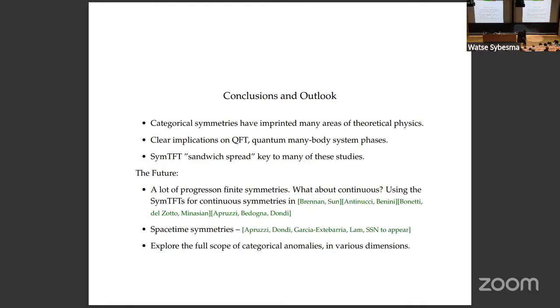Okay, so I hope it's clear that these symmetries are a very rich structure. There are lots of applications. I think for the future, one of the limitations, or the focus so far, has been on finite symmetries. What about continuous symmetries, space-time symmetries, and really exploring the full scope of these anomalies, because once we understand the anomalies, it'll give us new handles on QFT or RG flows as well. Okay, thank you for your attention.